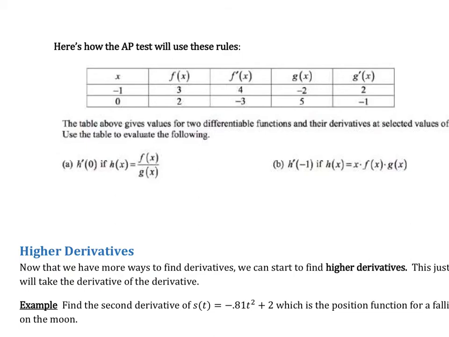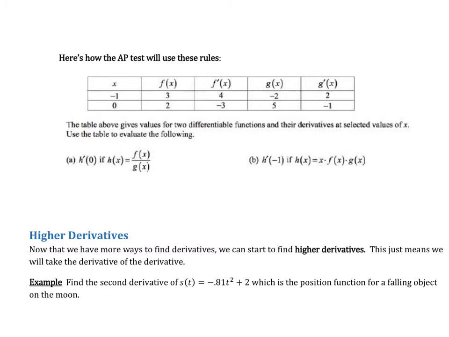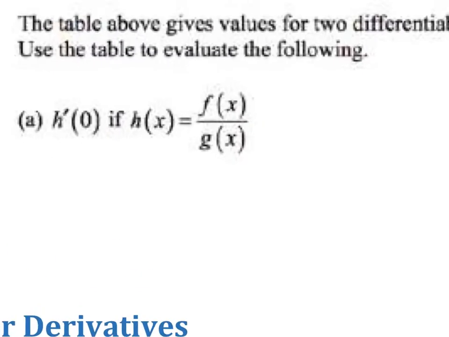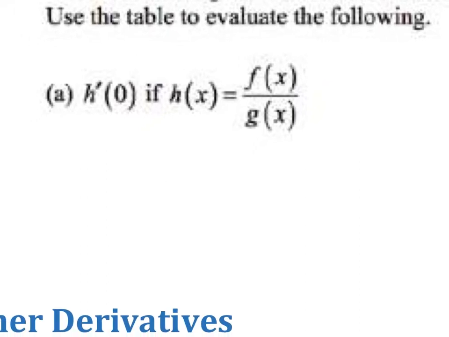All right, last little page of notes there for this 2C assignment. Okay, here's how the AP test will use the quotient rule. We've got a table here with some information about a function f, its derivative f prime, a function g, and its derivative g prime. When x is -1, we have these values. When x is 0, we've got these values. So the question is, find h prime if h of x equals f of x over g of x.